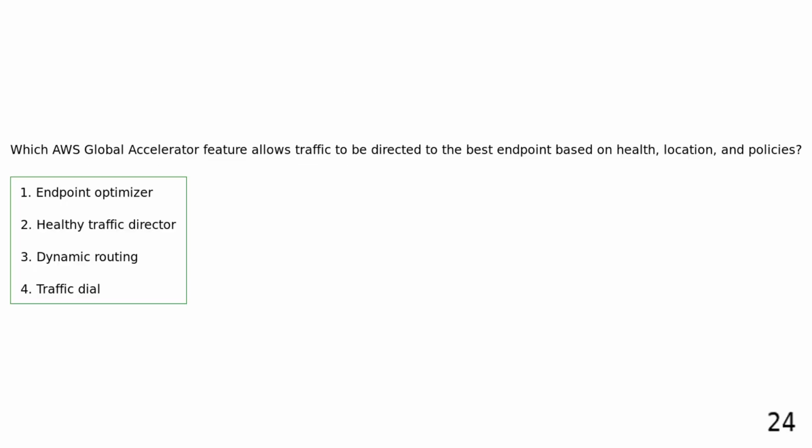Which AWS Global Accelerator feature allows traffic to be directed to the best endpoint based on health, location, and policies? Endpoint Optimizer. Healthy Traffic Director. Dynamic Routing. Traffic Dial.